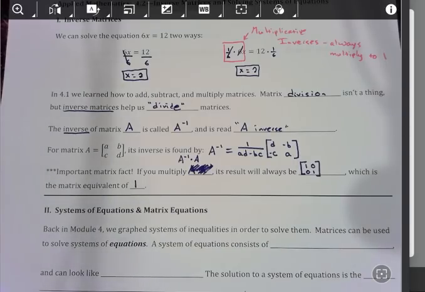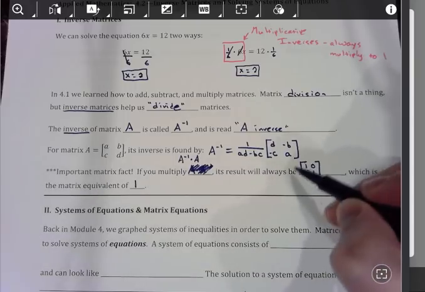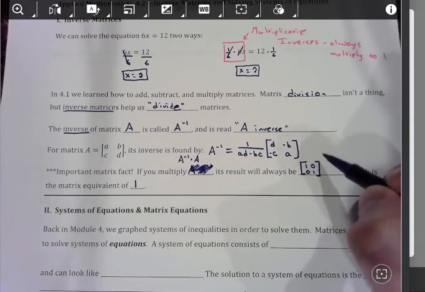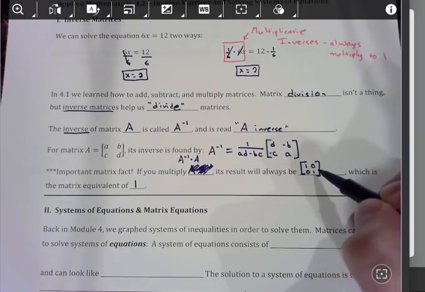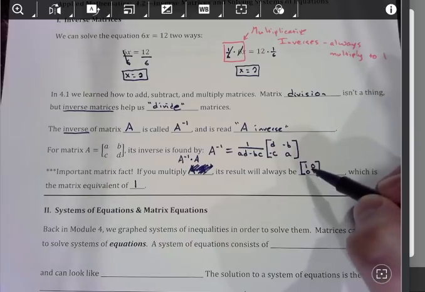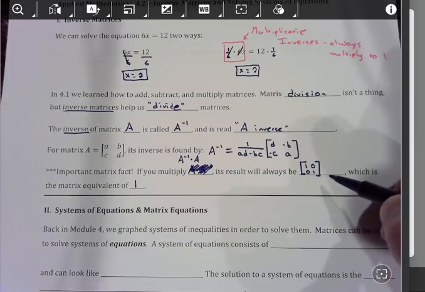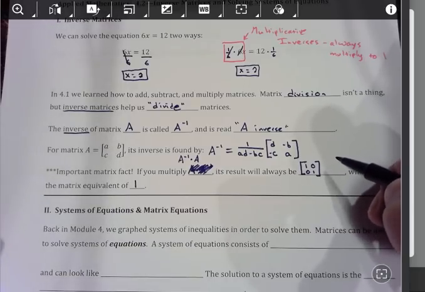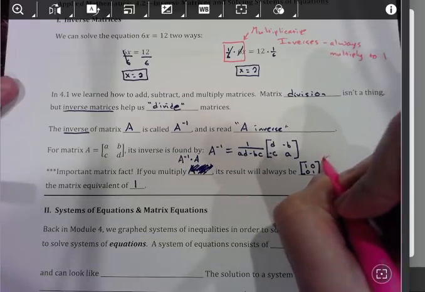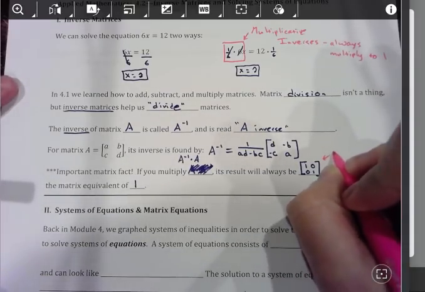And I say that it's the matrix equivalent of 1 because as long as the dimensions work out, you can multiply by this 1, 0, 0, 1 matrix, and it will never actually change the matrix that it is multiplying. So it's kind of like 1. You can multiply any number by 1, and it will never change the number that you multiplied. So this matrix, that 1, 0, 0, 1, it's called the identity matrix.